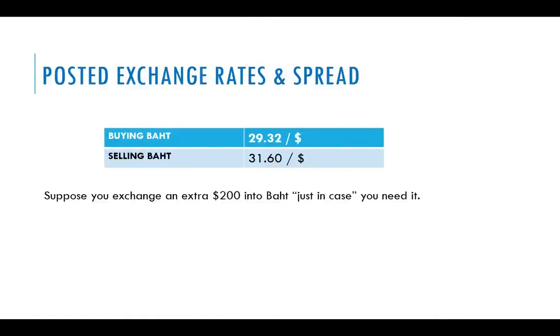Let's suppose that you exchange an extra $200 into baht just in case you need it. So maybe you think you're going to hit the shopping a little harder than you end up doing. Although the shopping is phenomenal, so you are going to need some serious amount of baht. So let's work with these exchange rates right here. If you want to buy baht, 29.32 is what they're going to give you for each dollar you give them. But if you want your dollars back, you have to give them 31.6 baht.